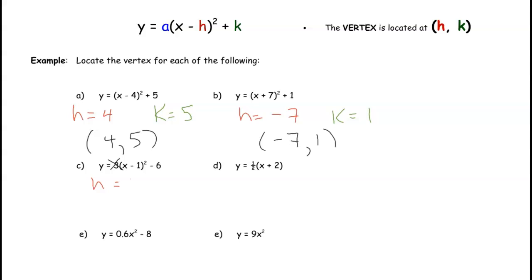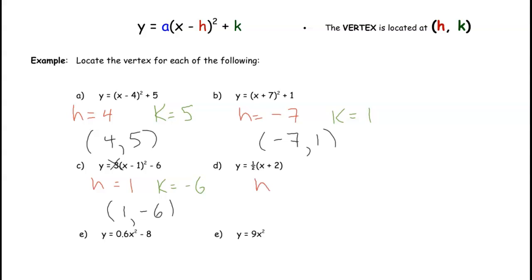So the h value here is 1, and our k value is -6. And so that tells us that our vertex is at 1 and -6. Hopefully you did okay with that. Moving on to the next question.